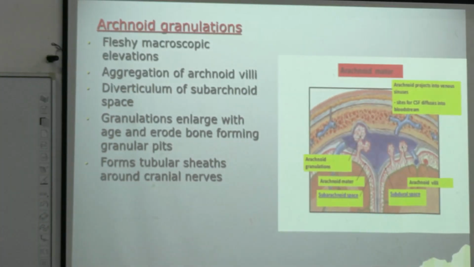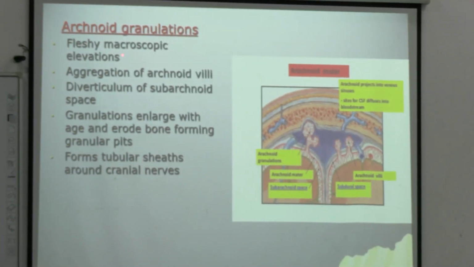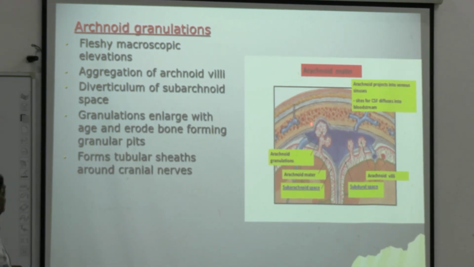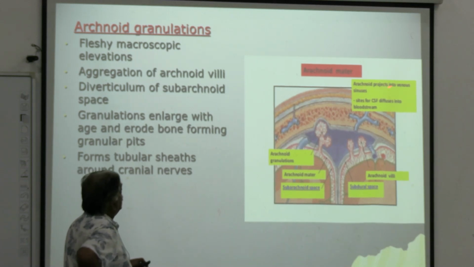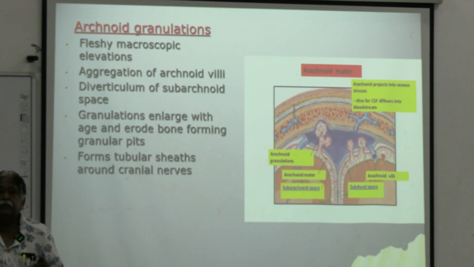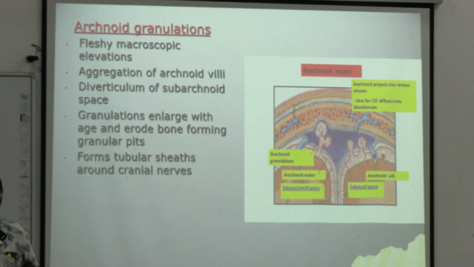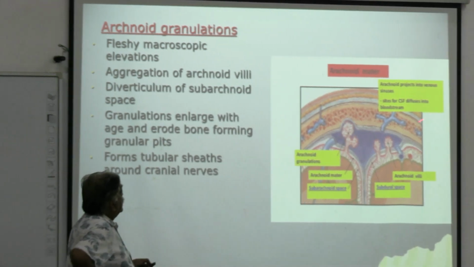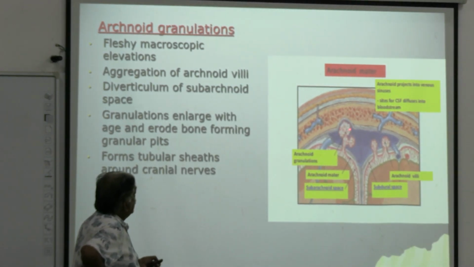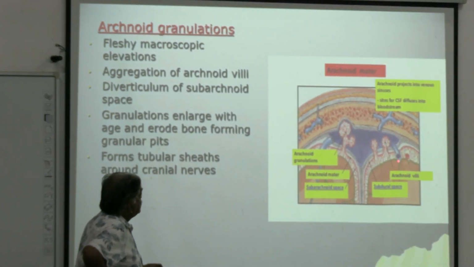Now, this is the arachnoid granulation, a fleshy macroscopic elevation. These are the fleshy arachnoid granulations. See, the arachnoid mater projects into the venous sinuses. So if there is any injury of the brain, then there is hemorrhage in the cisterns, and you can see the arachnoid granulation.